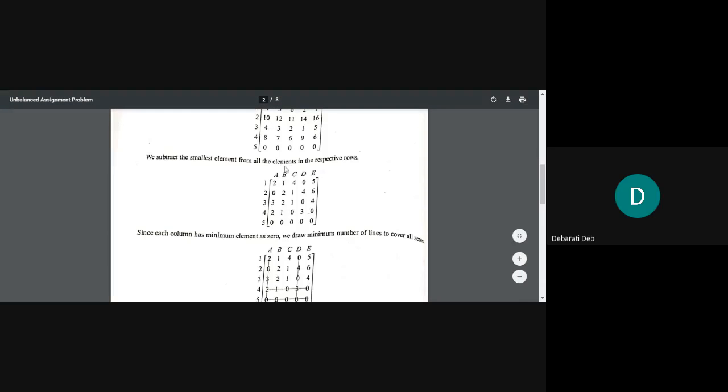Similarly, we'll do it for the third row. In the third row, the minimum element is 1. So 4 minus 1, that is 3. 3 minus 1, that is 2. 2 minus 1, that is 1. 1 minus 1, that is 0. And 5 minus 1, that is 4.